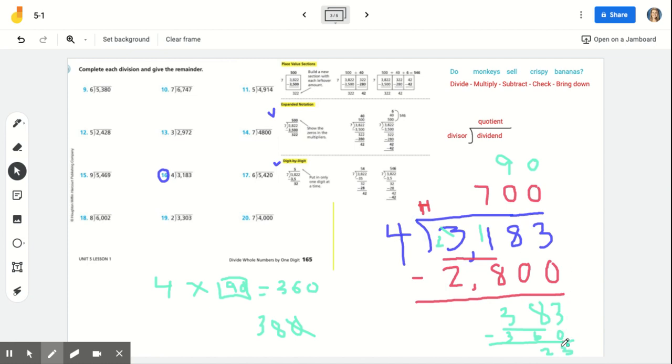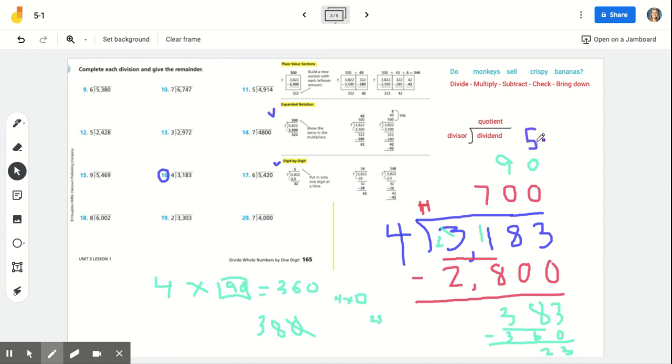4 goes into 23 how many times now? So again, I'm thinking in my head, 4 times what gets me something close to 23 without going over? What is it? It's times 5. Yep. So let me change my color here. 4 times 5 is 20. 4 times 6 is 24. That was too much. So on top of the 90, we're going to put a 5 in our 1 spot.